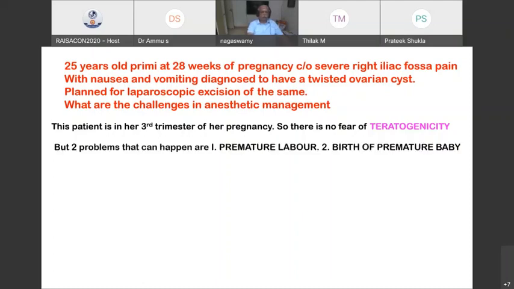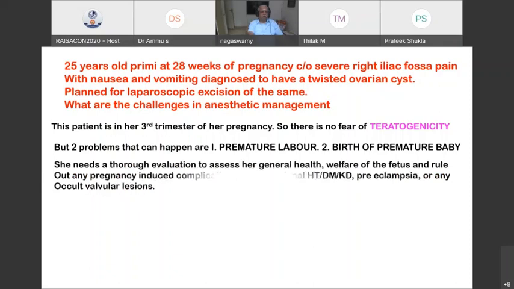But the other problem is she can go into premature labor, resulting in the birth of a premature baby. Because of this anesthesia and stress of surgery in the third trimester, even though she has not completed her full term, there is always a possibility that she can go into premature labor, which can result in a baby born at 28 weeks, which will be quite premature. Okay? So that is the second challenge.